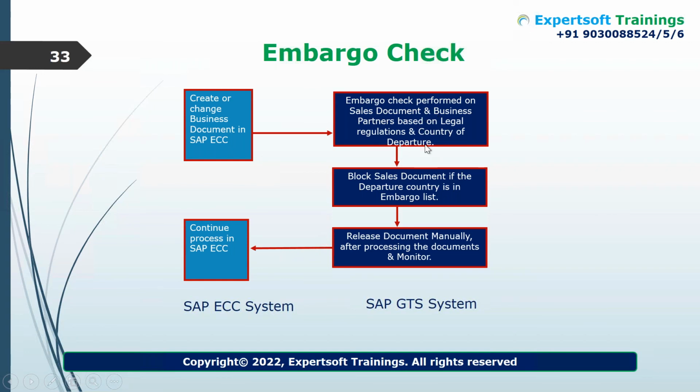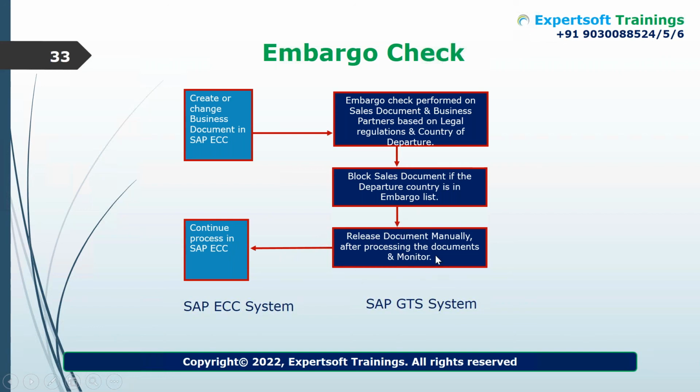Since it's a sales document, you as an exporter are not at risk. But the country where your business partner is based is important for the embargo check. If the check is successful and the country is present in the embargo list, then you can release the document manually after processing the documents and monitoring, and only then will you continue the process in ECC. If you don't release the document, you cannot continue the process in ECC. It's as simple as that.